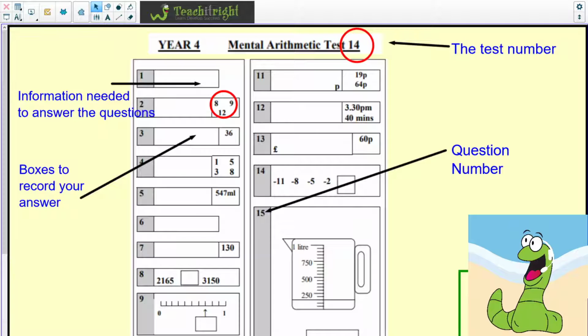And the last question, question 15. How much liquid is in the jug on your sheet?